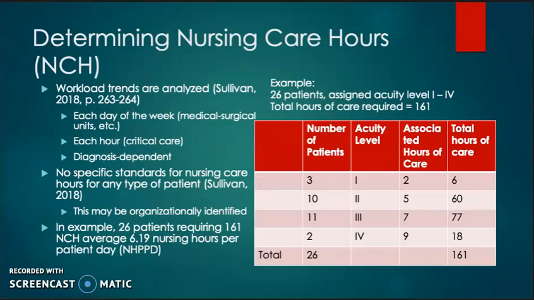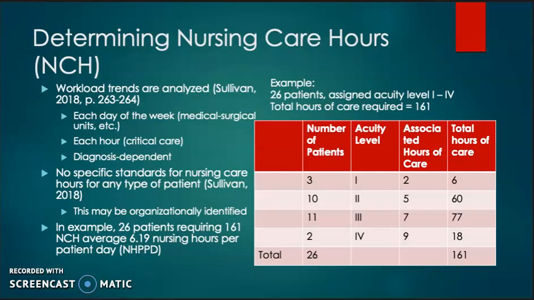Part of this is determining nursing care hours. As we analyze workload trends, we look at each day, possibly in a medical surgical unit, each hour in critical care, or some facilities use a diagnosis-dependent score for acuity. There are no current specific standards for nursing care hours in any type of patient. Again, this is organization identified, but I have an example to the right to give you an idea.